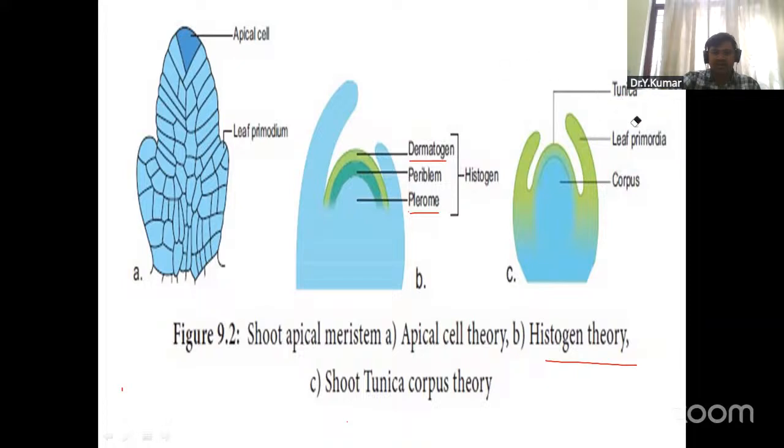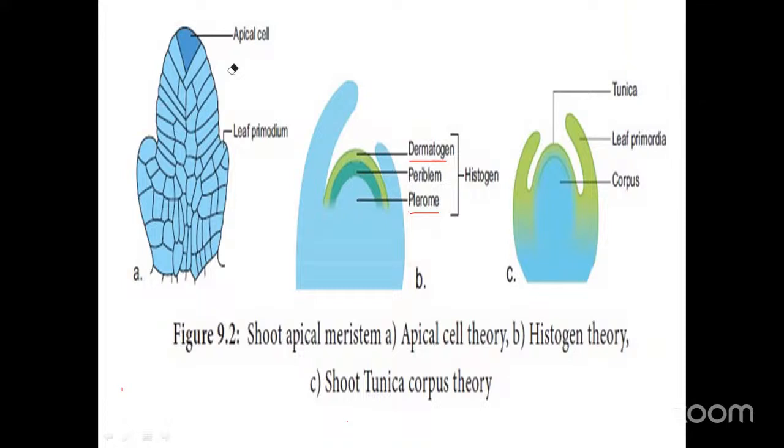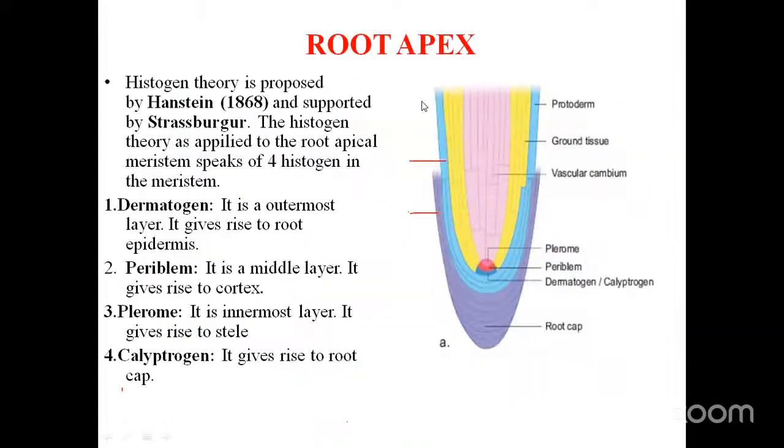Now root theories. Of course, gymnosperm cell theory and pteridophyta cell theory are also there, but they are not important according to our syllabus. These three are important. Next one, sorry, root apex theories, as the shoot apex theories are completed. Root apex theories. Let me take the pen.